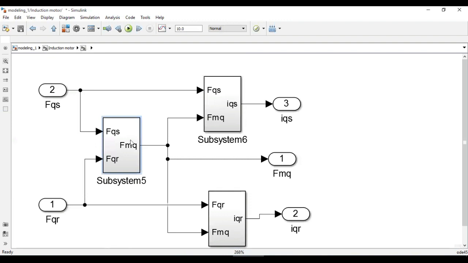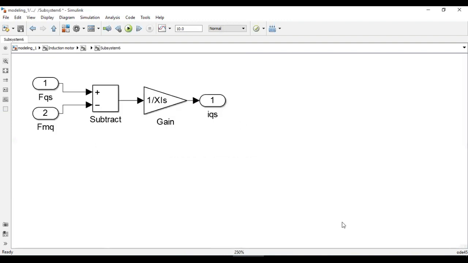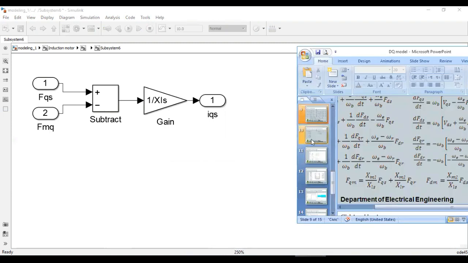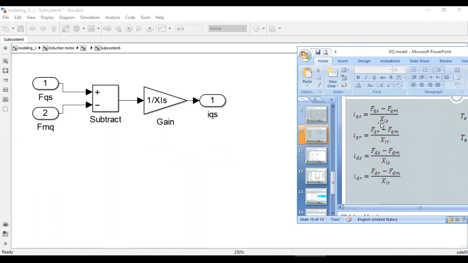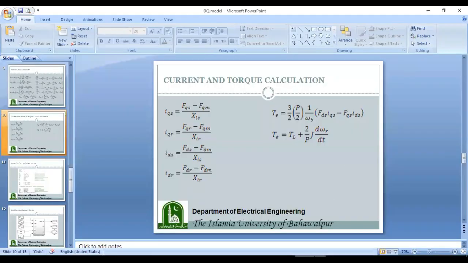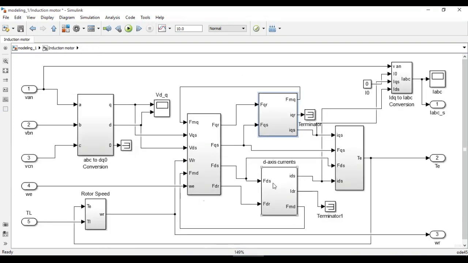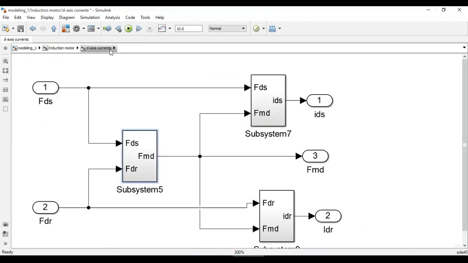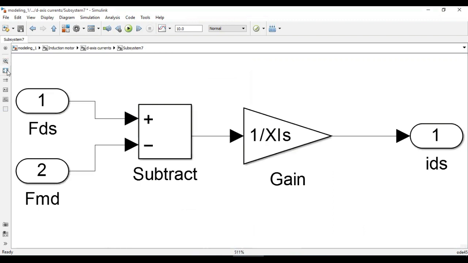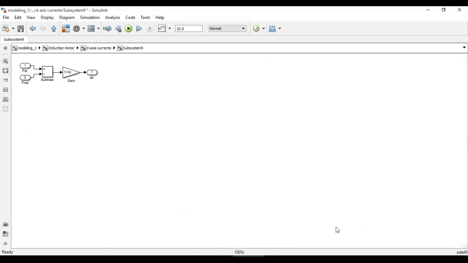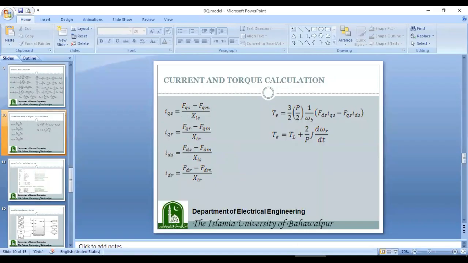So similarly, this is FQM, and then we will calculate IQS and IQR. So this is IQS, and you can see this IQS over here: FQS minus FQM over XLS. FQS minus FQM divided by XLS. Similarly, IQR, IDS, and IDR will also be calculated in the same way. So this is IQS, this is IQR, and again this block will be used to calculate IDS, IDR, and FDM. So this is FDM, this is IDS, this is IDR. Again, the same model is used to calculate these currents.